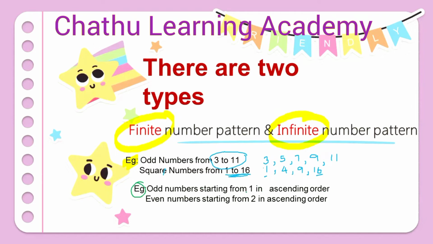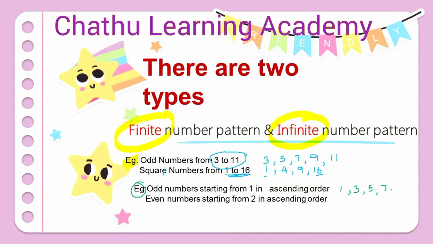Here can we identify two boundaries? No. They have given only the first term, 1. Then here we want to write the odd numbers starting from 1 and there is no end point given. 1, 3, 5, 7. Likewise you can continue. But can we write all the odd numbers here?